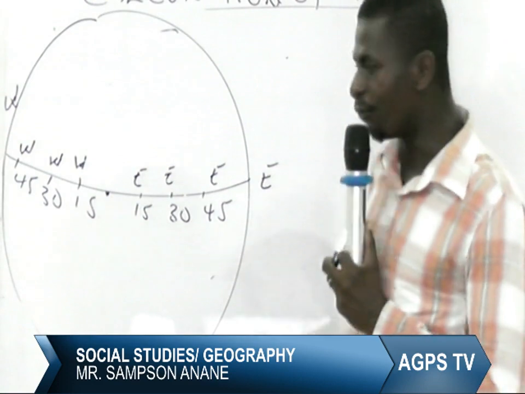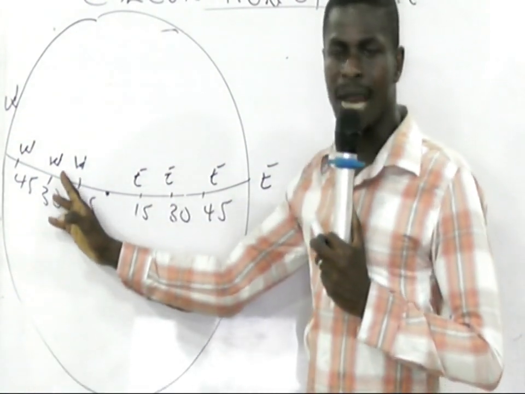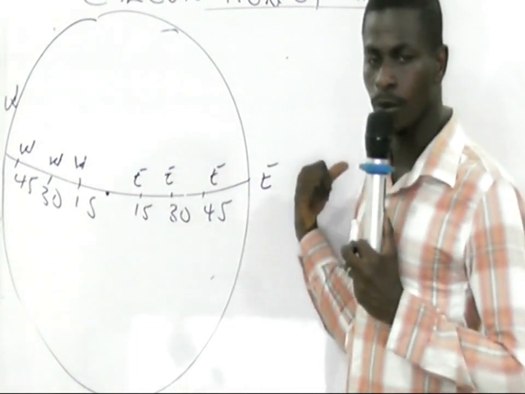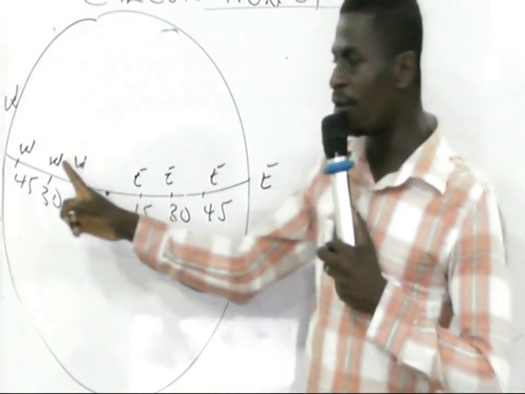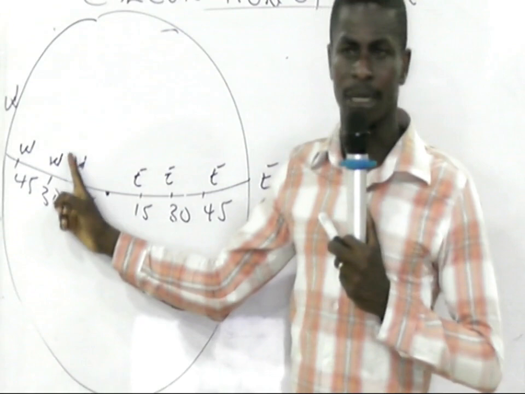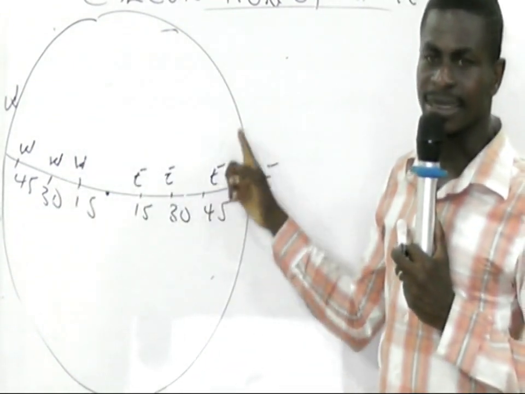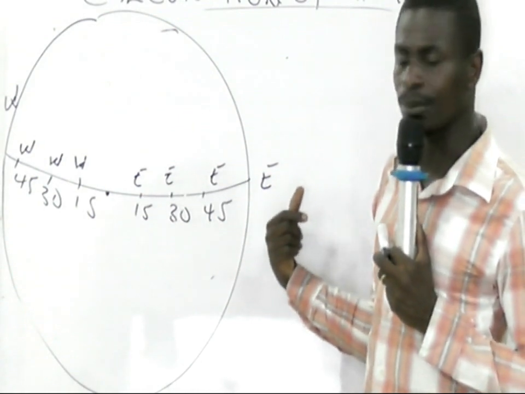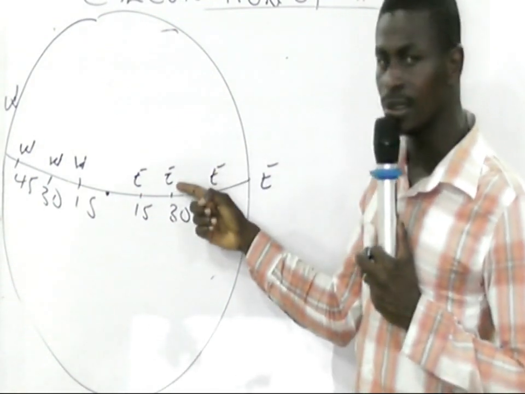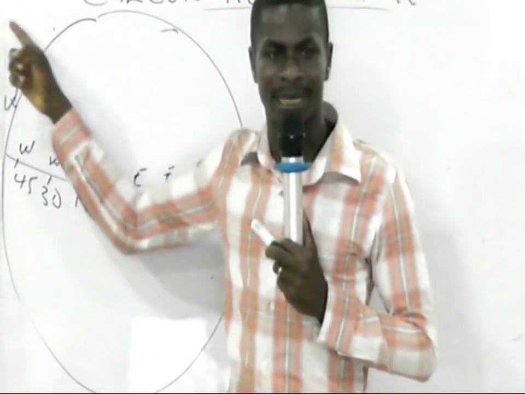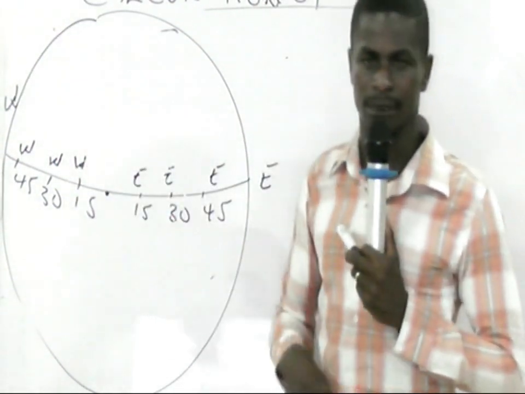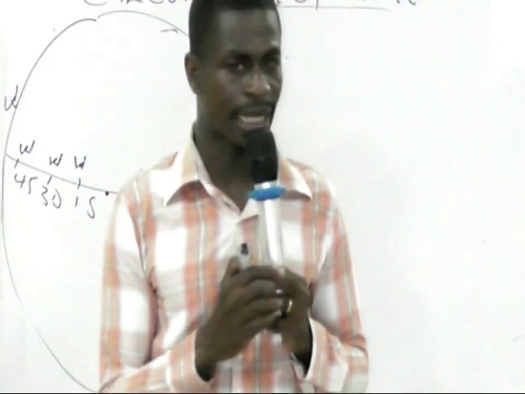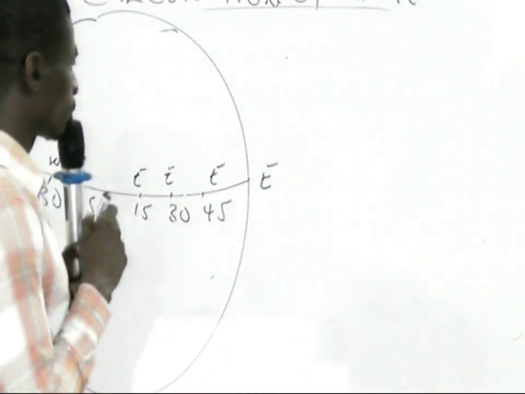Anytime that you are moving from west to calculate time in the east, time will increase. And anytime you are calculating time from east and you are going to look for time in the west, time will decrease. And so let's just take this example.